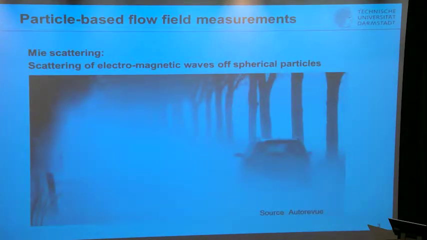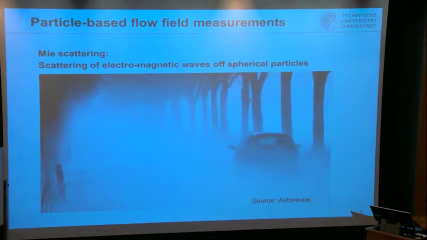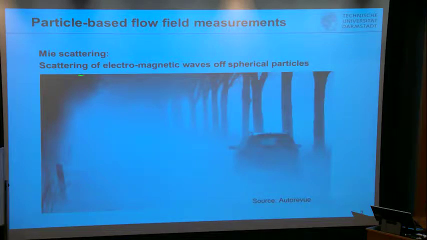For those of you who have not come across Mie scattering, that's a well-known phenomenon, the scattering of electromagnetic waves by spherical particles. Maybe this is a bit misleading.